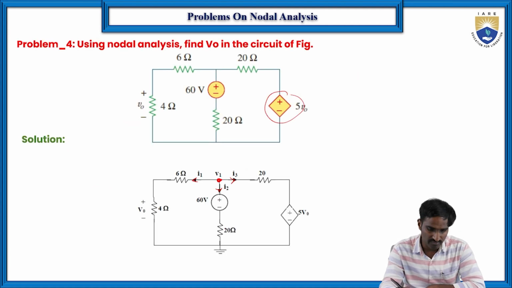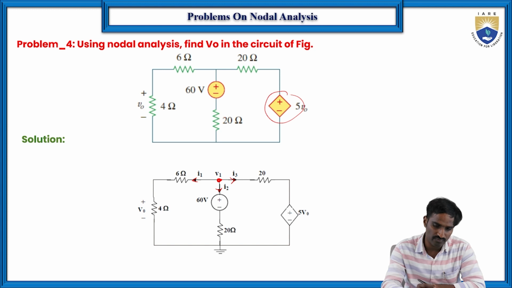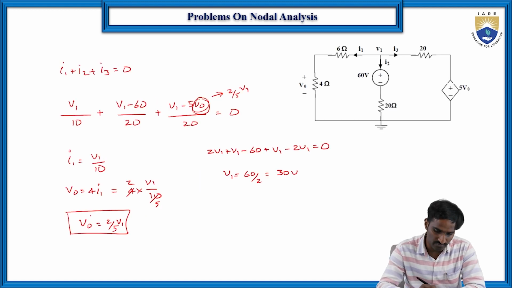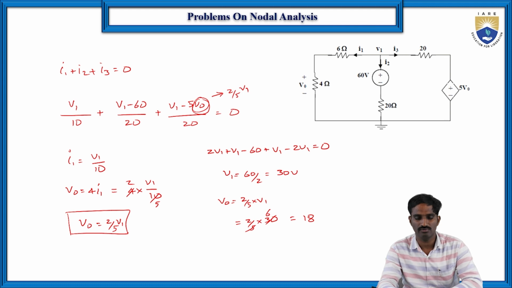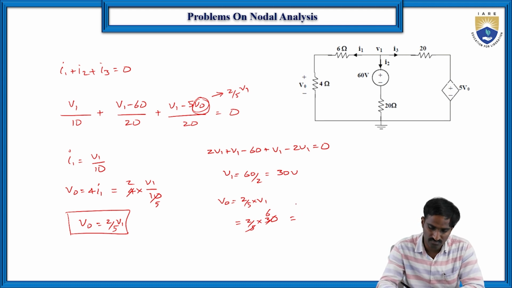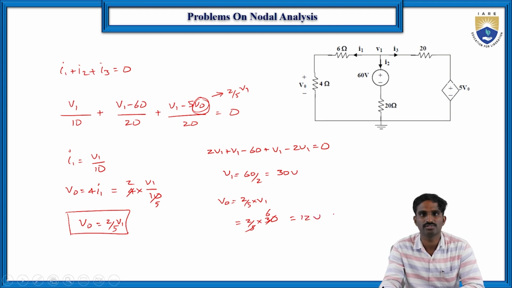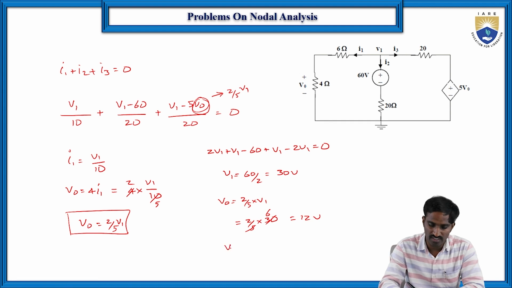According to our given problem, they are asking us to find the V naught value. So V naught is equal to 2 by 5 into V1, and V1 is 30. So 5 sixes, then 6 into 2 is 12. So finally, V naught is equal to 12 volts. This is the answer.